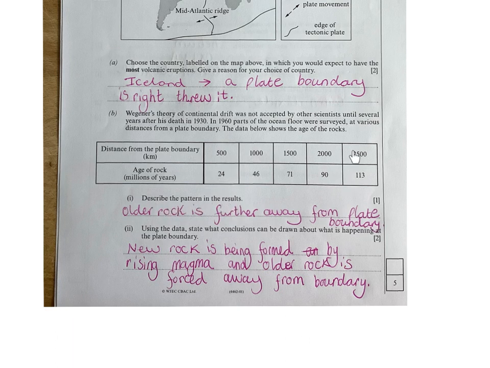The older the rock, the further away from the plate boundary, the older the rock is. Use the data to state what conclusions can be drawn about what is happening in this plate boundary. Okay, so it must be a constructive plate boundary because what's happening is new rock is being formed by the rise in magma and older rock is being forced away.